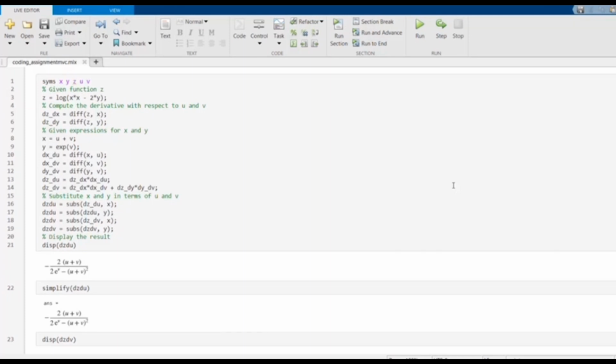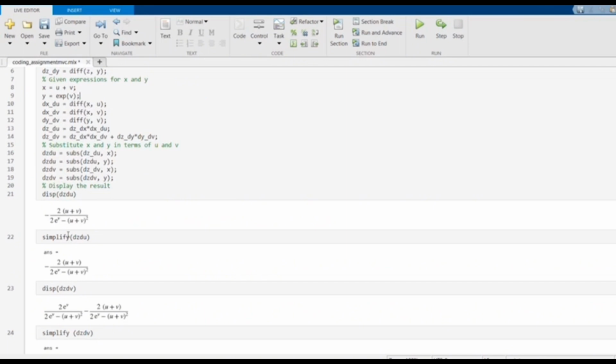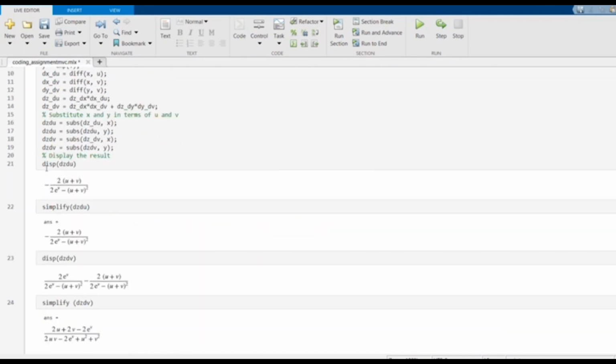Now, after my teammate has explained all the coding, and after we have inserted all the functions for x, y, and z, I will explain the result when we run it by section. The result for dz/du is 2(u plus v) over 2 exponent v minus (u plus v) squared. And after we simplify dz/du, the answer is still the same.